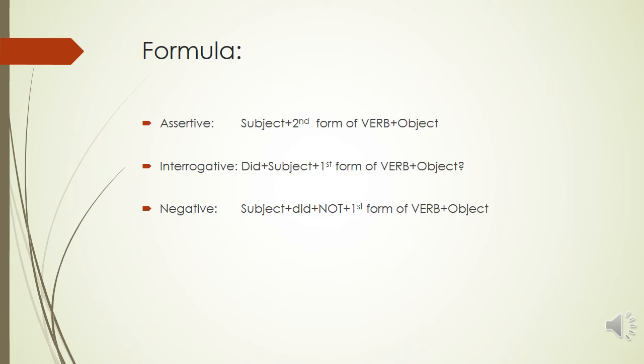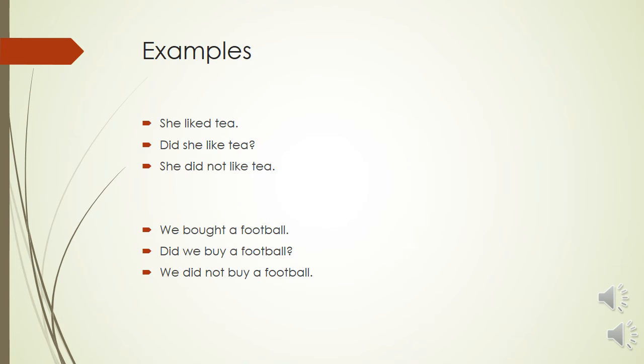For negative sentences, we just write did not followed by the first form of verb. Here we have some examples. She liked tea. Interrogative sentence: did she like tea? Negative sentence: she did not like tea.